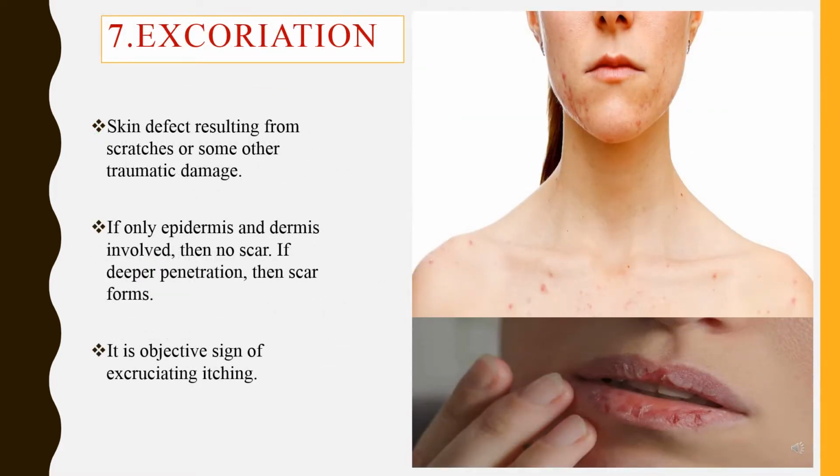The next secondary morphological lesion is called excoriation. It's a skin defect resulting from scratching or some other traumatic damage. If only the epidermis and dermis are involved, then no scar is present. If there is deeper penetration, then a scar forms. It is an objective sign of scratching itching. The localization and shape of the excoriation sometimes help in making the diagnosis.